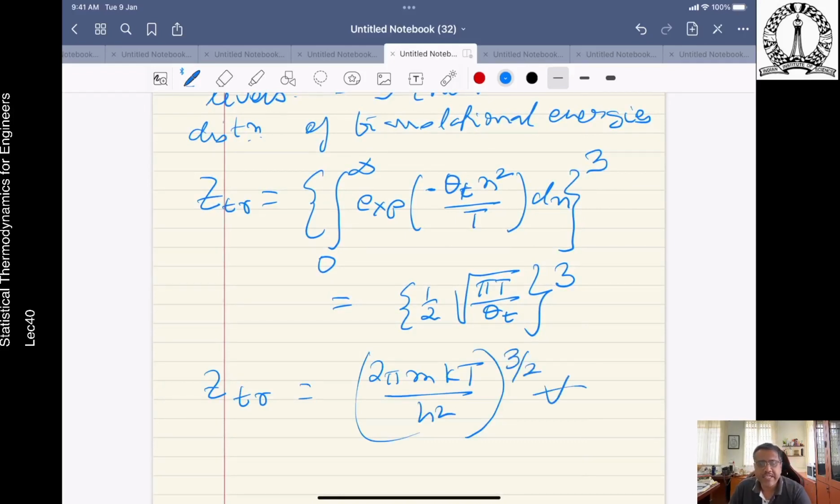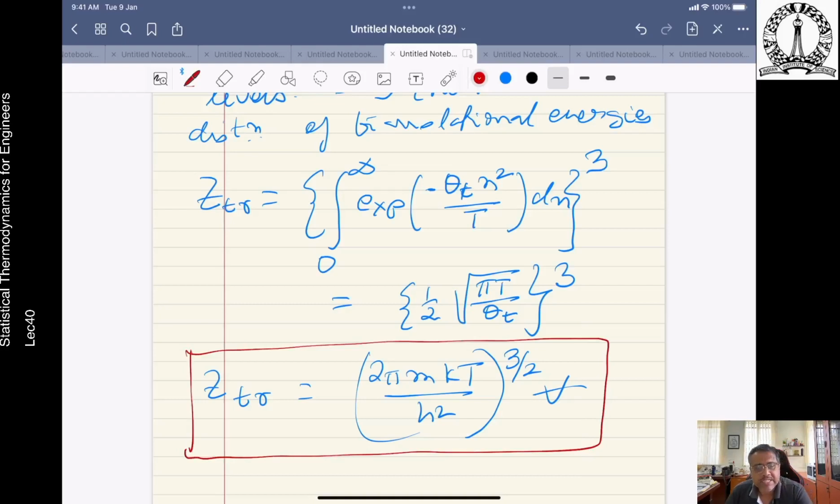So this is the translational partition function. Okay, it can also be done over energy levels if you do the summation of energy levels using the density of states, or evaluating the phase integral. But this is what you will get. There are varieties of ways to calculate it. This is the most important classical analog.